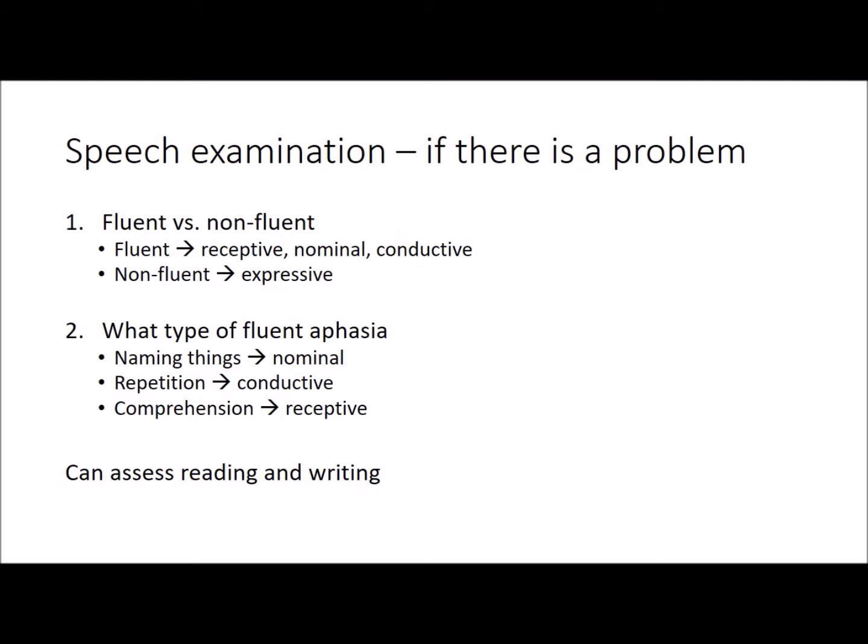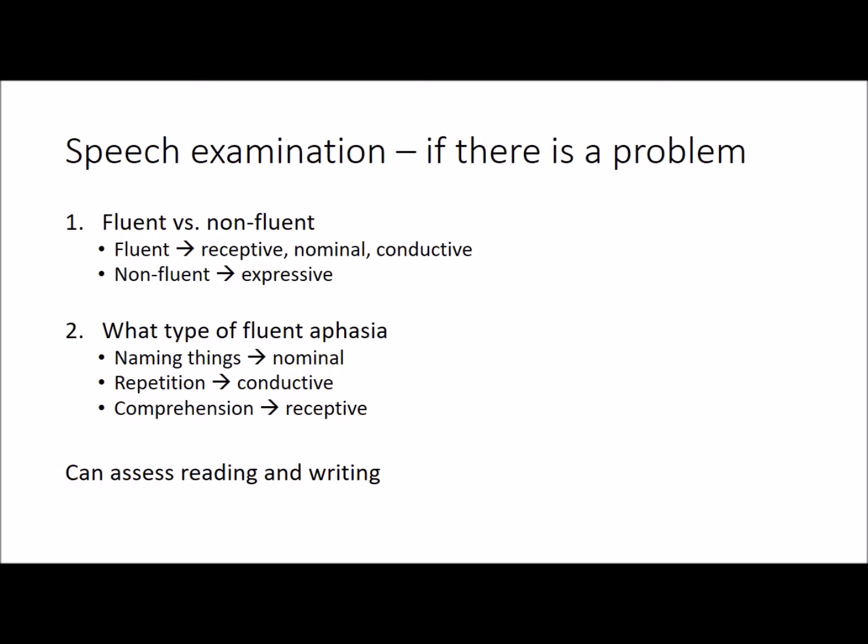So once you've done that screening, you'll understand whether there's a problem or not. And if there's a problem, all you need to do is ask, are they speaking fluently or non-fluently? We saw in the videos earlier that if you are a fluent speaker, the language comes quite quickly and they don't have a stutter and they don't pause all that often during their speech. Whereas someone with a non-fluent speaking pattern will stutter and pause a lot because they're unable to express themselves. So non-fluent is generally expressive aphasia, whereas fluent is the other types.